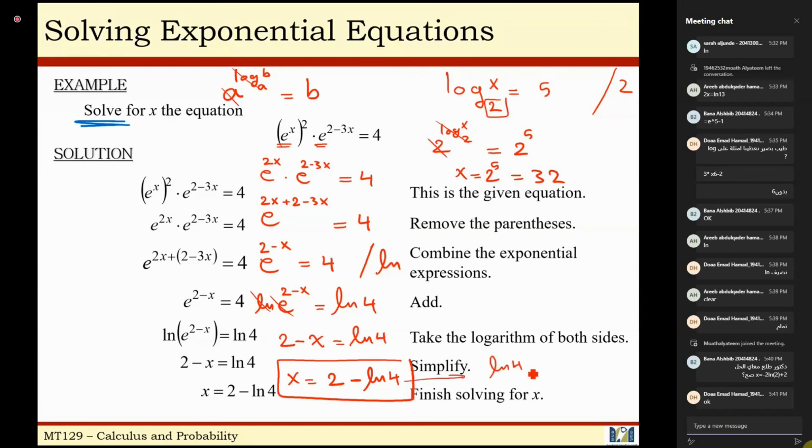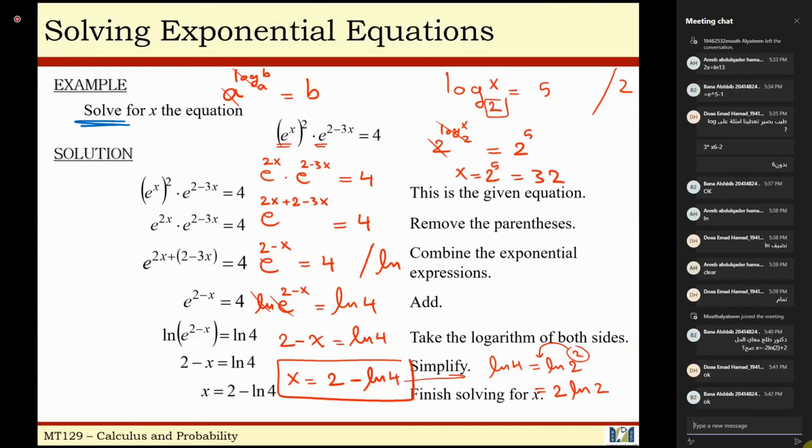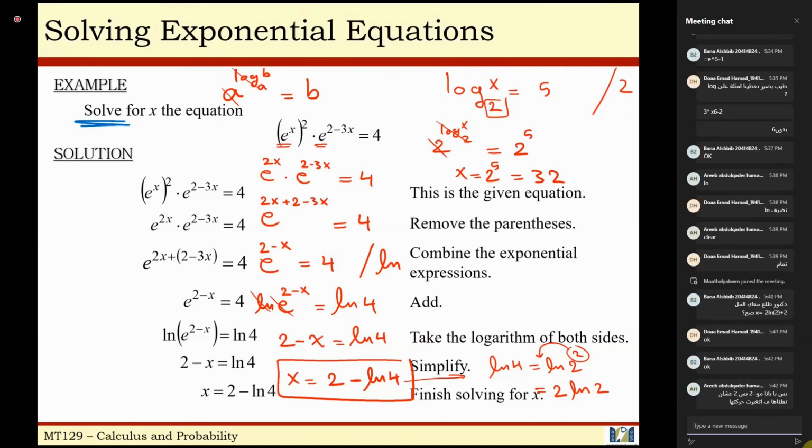We can put 4 as 2 to the power 2. So 2 we can put outside the ln. So we have 2 ln 2. So the 2 ln 2 is equal to ln 4 also. Okay. Your answer has minus 2 ln 2, which is equal to minus ln 4.